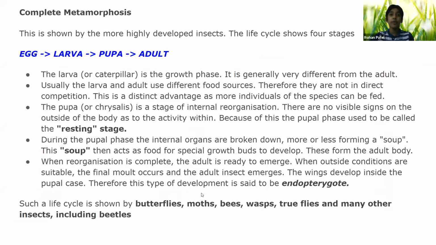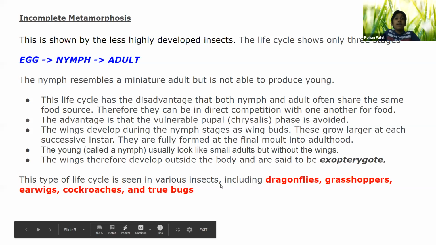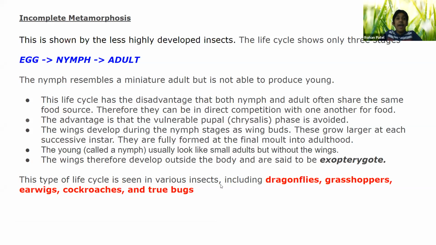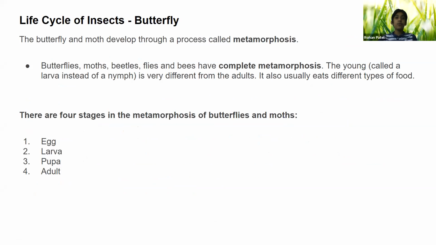And the pupa or chrysalis is a stage of internal reorganization. In incomplete metamorphosis, it has egg, then the nymph, and adult. Some examples are dragonflies, grasshoppers, earwigs, and cockroaches. And they do not have the chrysalis phase. Butterflies use complete metamorphosis. They use egg, the larva, pupa, and adult.